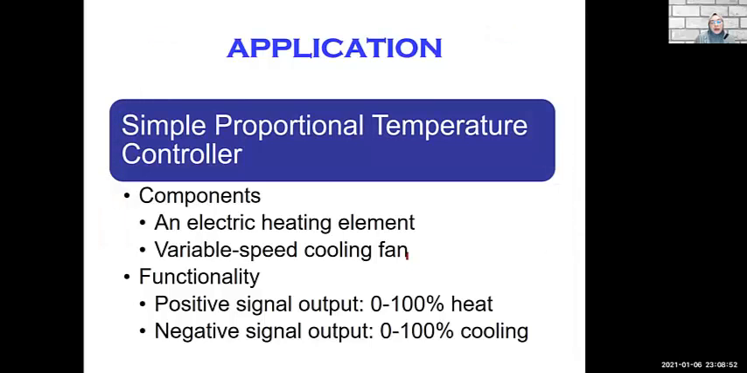So let's have an example of the application of fuzzy logic. A simple proportional temperature controller. The components are an electric heating element and a variable speed cooling fan. So we have a heater and we have a cooler, that is a cooling fan. The functionality is a positive signal output 0 to 100. This is heat. A negative signal output 0 to 100% is cooling.